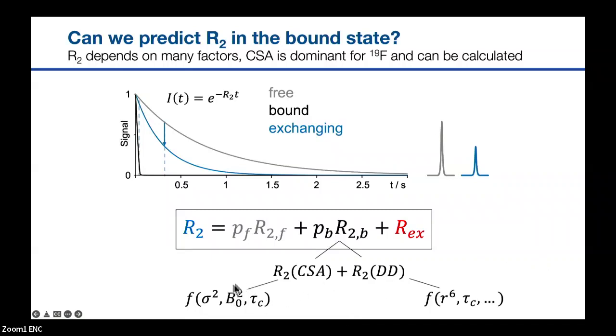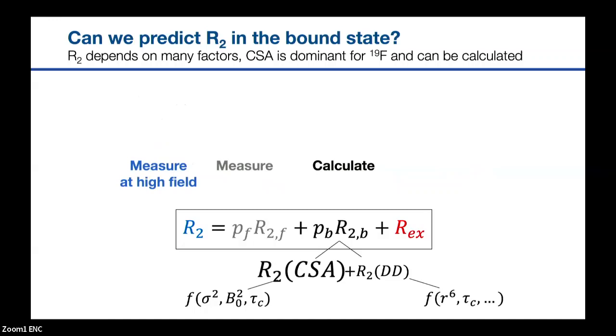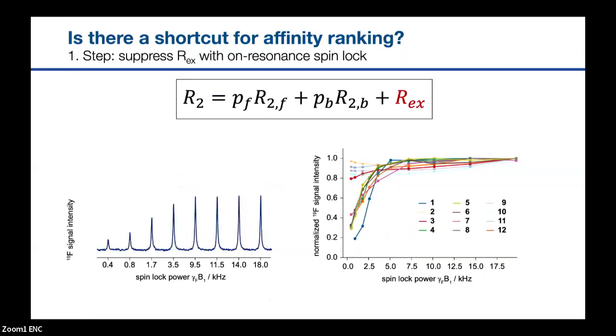However, if we go to high fields, you see here the CSA relaxation depends in the square on the B0 field. We can make this much, much bigger so that the small differences in dipolar relaxation are not relevant anymore. And this is what we do. So we actually can measure the free state relaxation, we can calculate the bound state relaxation, and we measure at high field such that we can neglect the dipolar relaxation. And high field is like 700 megahertz. And we still have this exchange issue here. And this we just suppress with NMR techniques.